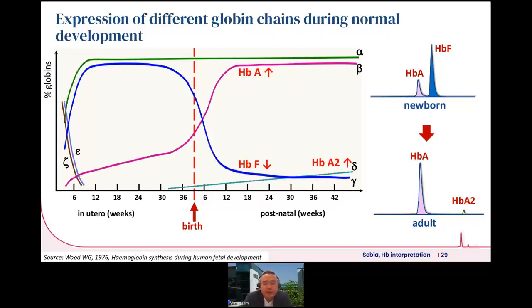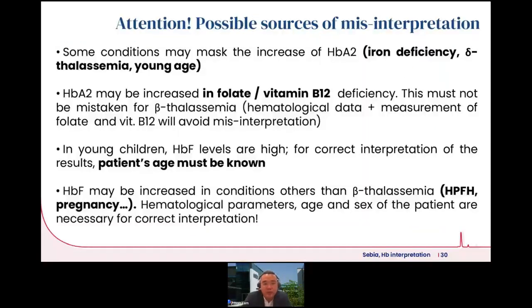So problems pertaining to beta chains, we might only discover them later in life, whereas for issues affecting alpha chains, we are more likely to see them at a younger age, in the newborn phase, right? So note the difference between the electrophoretograms of both the newborn and the adults. Okay, so once again, pay attention to the possible sources of misinterpretation. Instances of iron deficiency, delta thalassemia, or young age can mask the increase of hemoglobin A2.